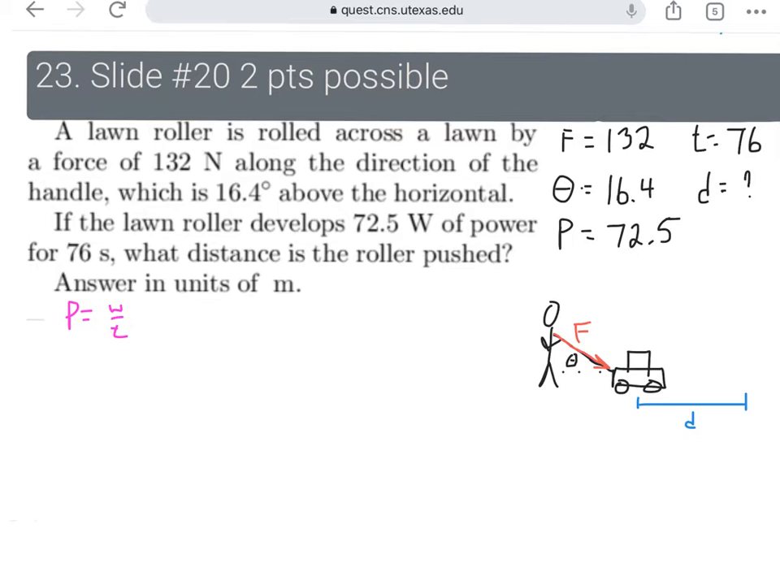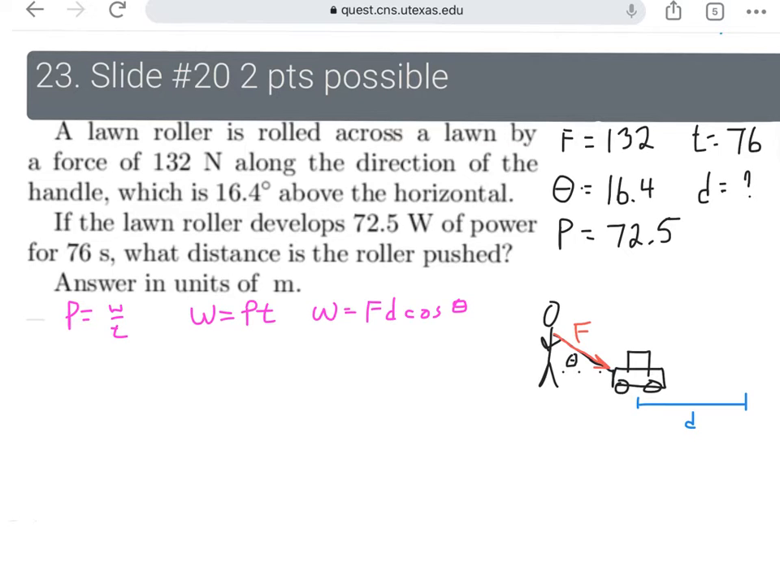Now, if I move that around, I know what both power and time are. I don't know what the work is. So if I want to find the work, it is equal to power times time. Now, ultimately we're trying to find distance, so we're going to relate this back to the other equation for work. And the other equation we have for work is force times distance times the cosine of the angle between the force and the distance.